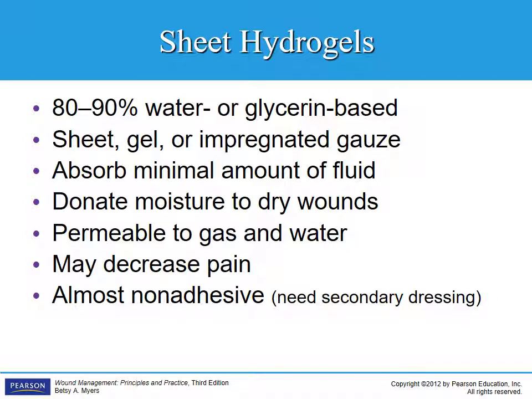Sheet hydrogels are 80 to 90% water or glycerin based. It's a gauze that has a sheet of gel impregnated over the top of it. It will absorb a minimal amount of fluid. The main reason you would use a sheet hydrogel is that it would give moisture to a dry wound. So when you're looking at using a hydrogel, it is not for a wet wound, it is for a dry wound, because it will give a little bit of moisture to the wound itself. It is permeable to gas and to water, meaning oxygen and carbon dioxide. There's an exchange, so it is permeable to both of those.